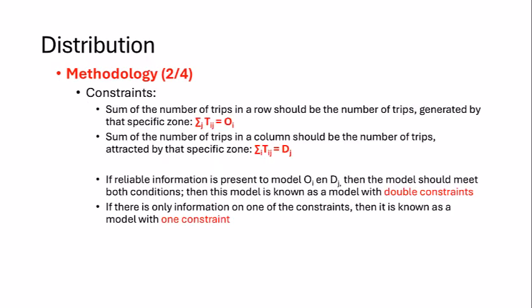An important principle in distribution modeling is the use of constraints. The total trips generated from a zone must equal the sum of trips in its row of the OD matrix. Similarly, the total trips attracted to a zone must equal the sum of trips in its column. If both conditions are satisfied, we call it a doubly constrained model. If only one condition is enforced, then it is a singly constrained model. These constraints ensure that the model's outputs are consistent with what we know about trip generation and attraction.